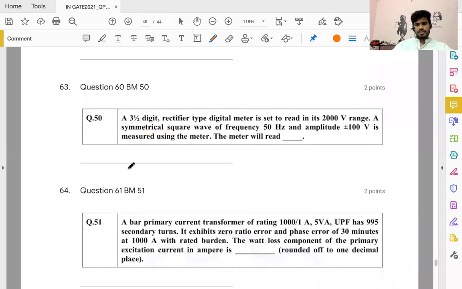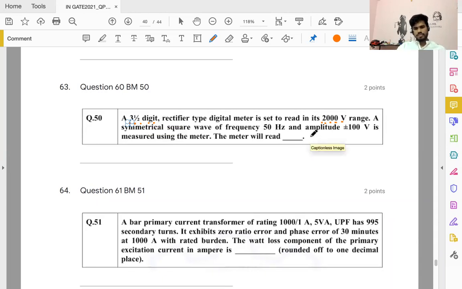The 3.5-digit rectifier meter will read... what is the answer here? On the 2000 volt range, a symmetrical square wave of frequency 50 hertz, amplitude 100 volt is measured using the meter. The meter will read what? Notice, it's 3.5 digit, and the range in fact kind of matches its specification. But anyway, let's get to this.